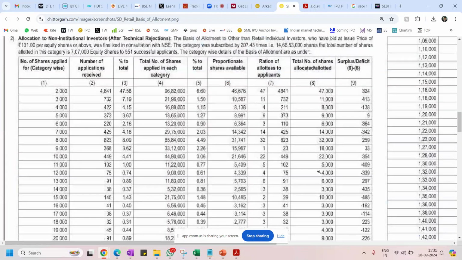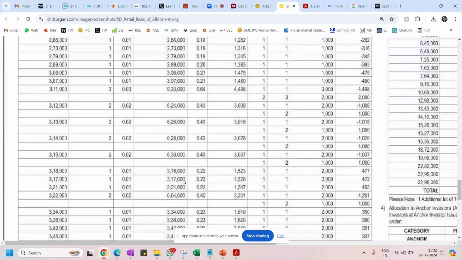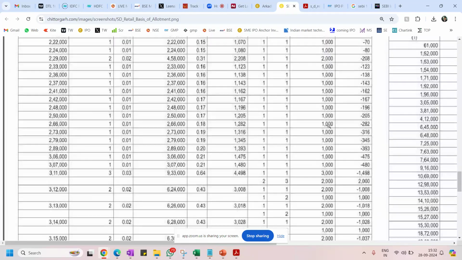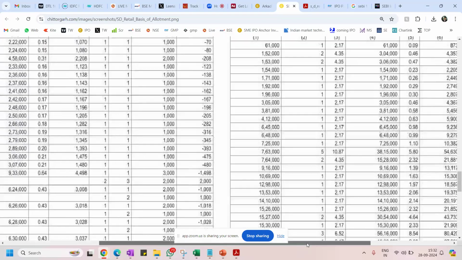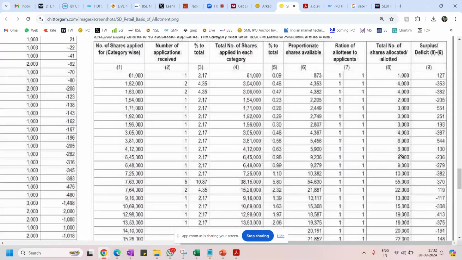Here many people will get more than one lot as well. अगर आप यहाँ पे देखोगे, so for an example, see, for an example, number of person, only one person, but he got 2 lots. Yeah. This guy, one person got allocated, but he got 3 lots. Okay. Here you see that allocation is 3 lots, 4 lots, 6, 9, 10 lots, 55 lots, 22 lots.